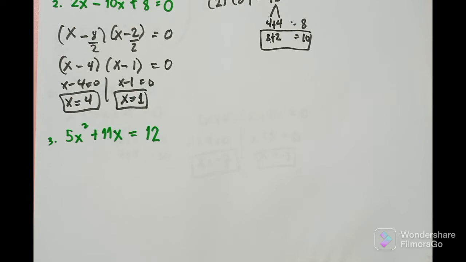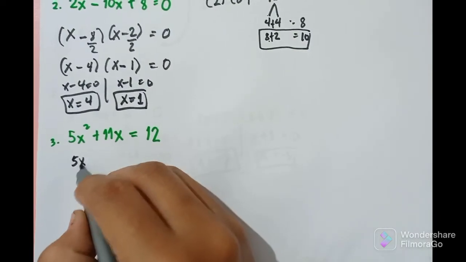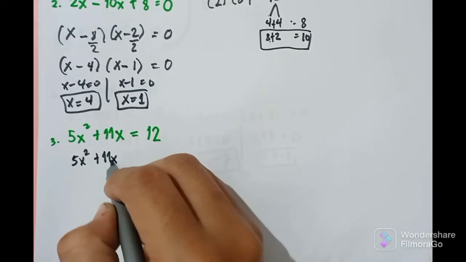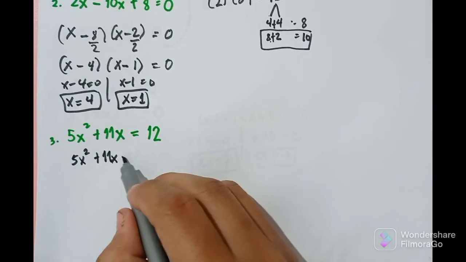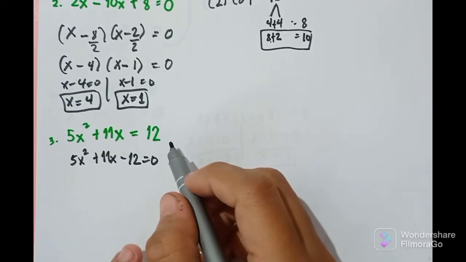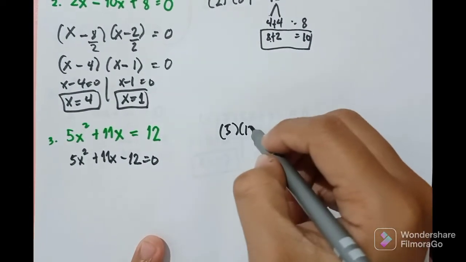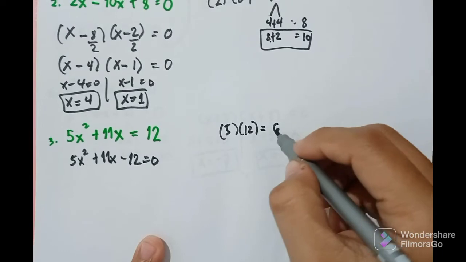So, again, hindi siya naka-standard form. So, ang gagawin natin ay ilagay siya into its standard form. So, magiging 5x squared plus 11x. So, 12 pag dilipat, magiging negative 12 is equal to 0. So, let us use AC method. 5 and 12. Multiply natin. So, 5 times 12 is equal to 60.